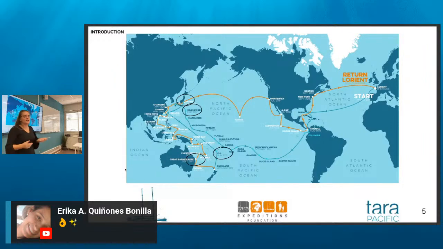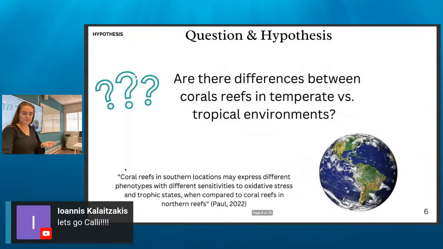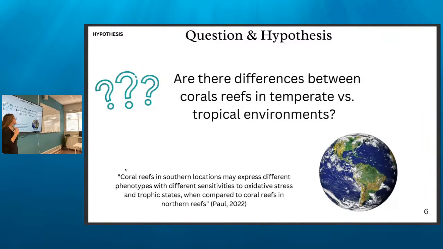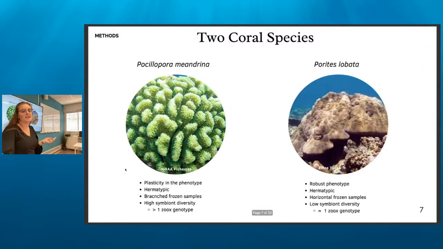So the ultimate consideration of my individual study, and the question that I aim to answer, is: are there any significant differences between reefs in temperate versus tropical environments? So to answer this question, how are we going to do that?